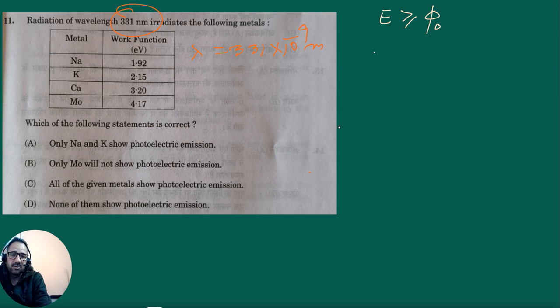Work function phi naught. Then only emission is possible. That is hc upon lambda, because wavelength is given, greater than or equal to phi naught. Why this way? You can solve it. It means whatever energy you are giving to the photosensitive metal, like sodium, potassium, or calcium, that should be greater than or equal to the work function given here.